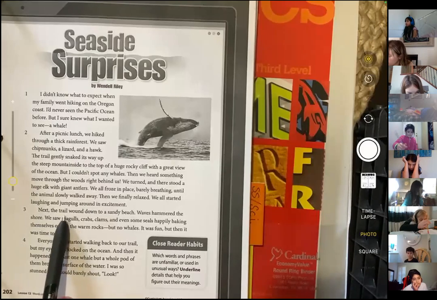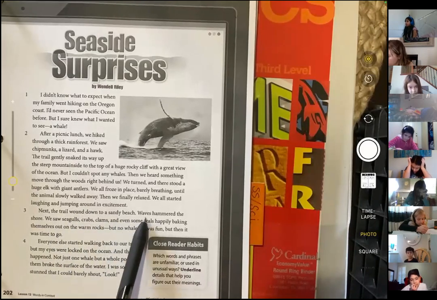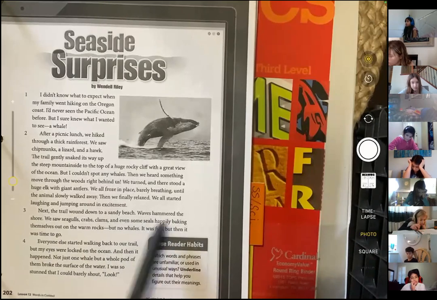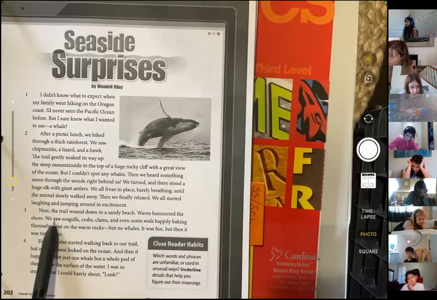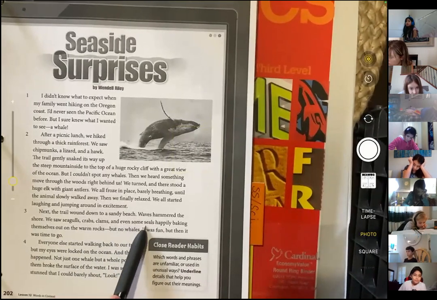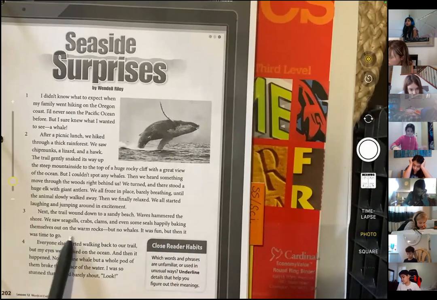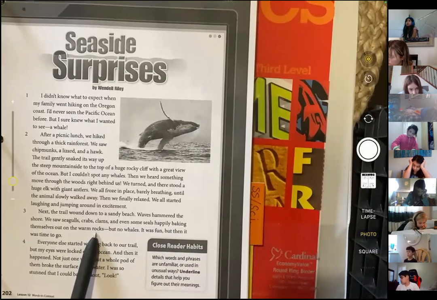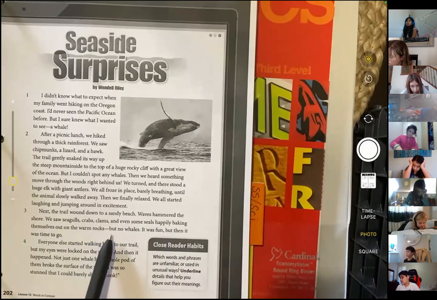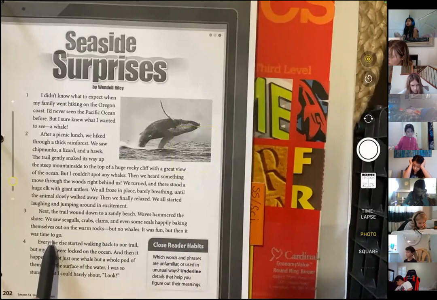Next, the trail wound down to a sandy beach. Waves hammered the shore. We saw seagulls, crabs, clams, and even some seals happily barking up on the warm rocks. But no whales. It was fun, but it was time to go.